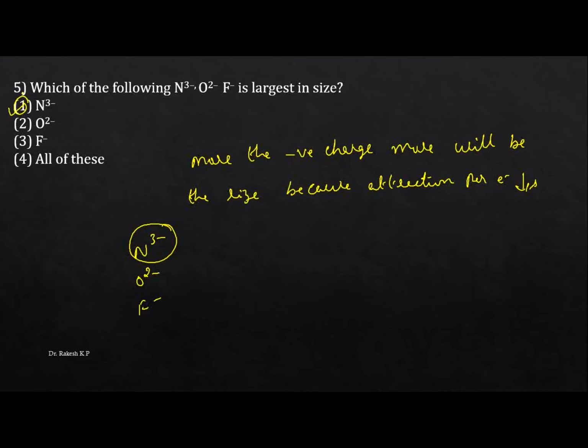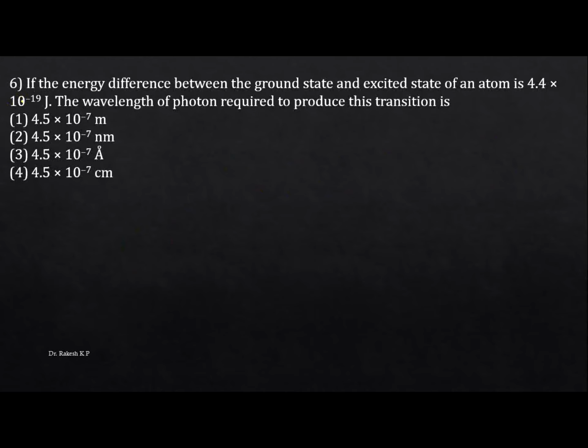Okay, so next one. If the energy difference between the ground state and the excited state of an atom is 4.4 into 10 to the power of minus 19 joule, the wavelength of the photon required to produce this transition is? We know that delta E is equal to hc by lambda. So what is the given condition?